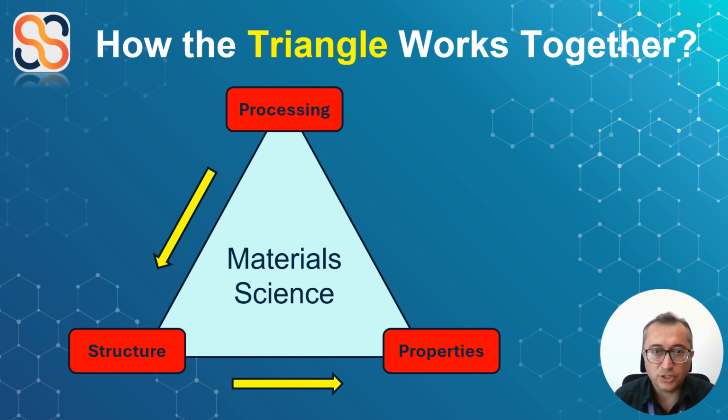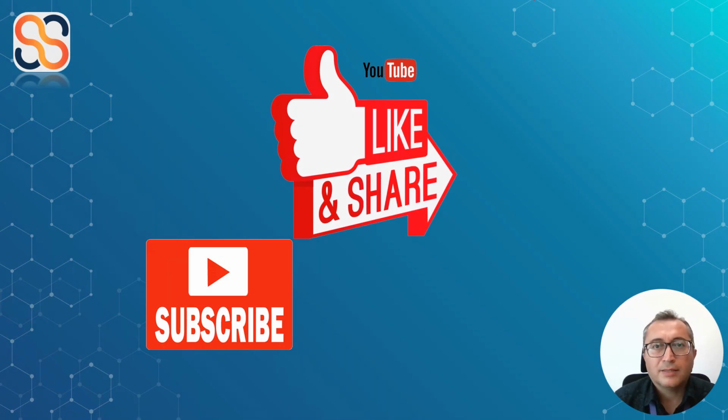This is how engineers create materials that are tailored for specific uses, like lightweight materials for airplanes or super strong materials for construction. That's the magic of the processing structure properties triangle in material science. I hope you now see how it all connects and why it's such a big deal in engineering and technology.